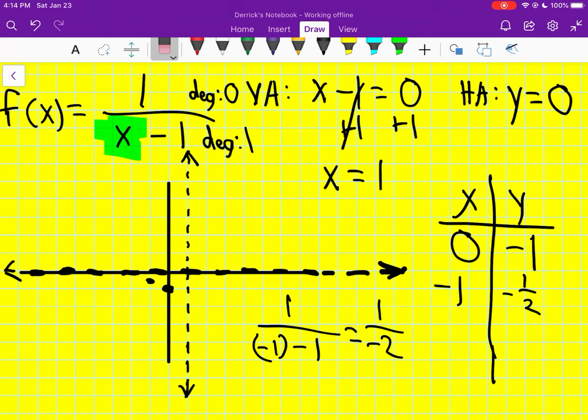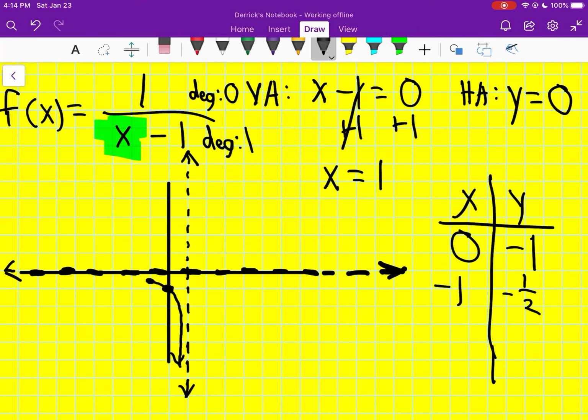And you could keep plugging in points, and the beauty of XY tables is you can pick any points you want, so you don't even have to use -1 and 0 the way I did. But what you're eventually going to see here is this shape will begin to show up, where it curves down because it can't get to the vertical asymptote of x equals 1, and it curves off to the left because it can't touch the x-axis because of our horizontal asymptote.